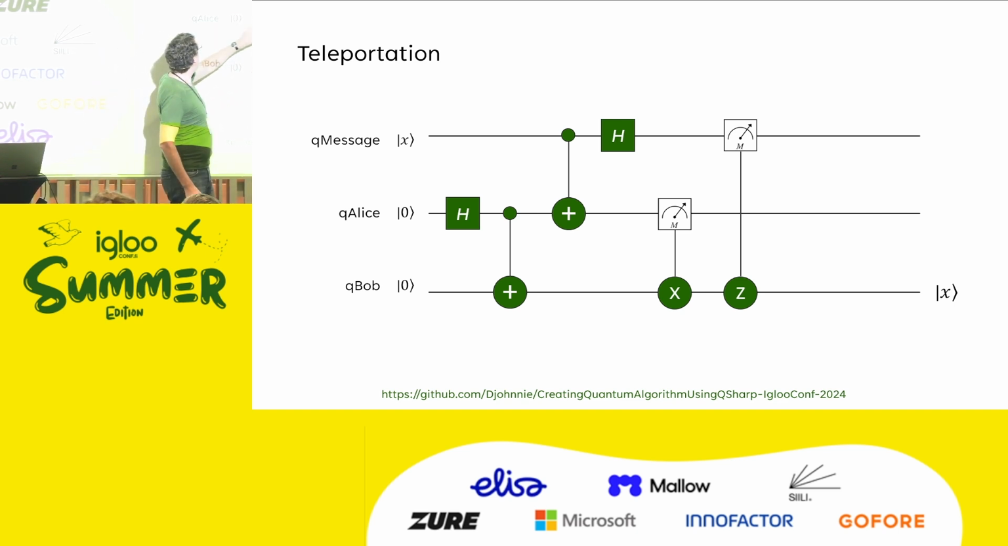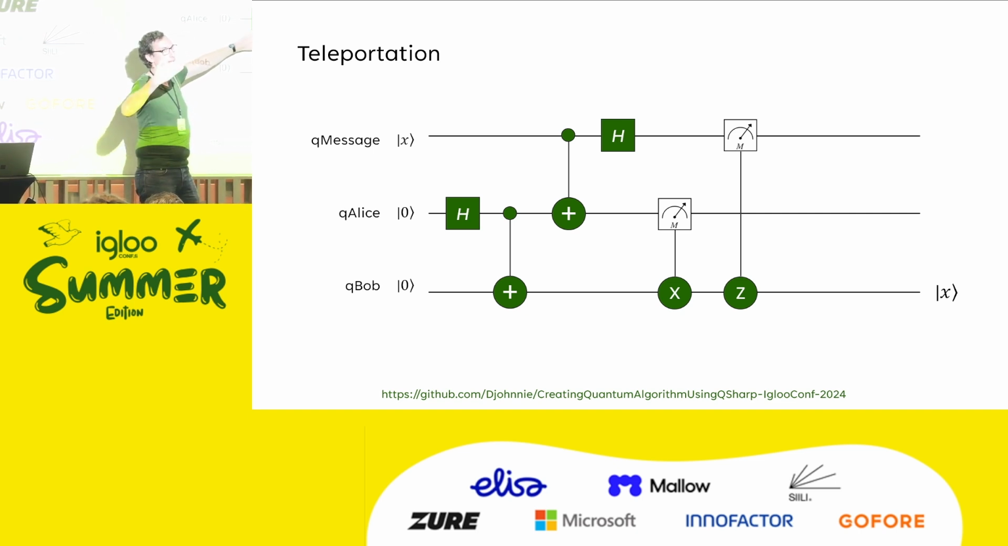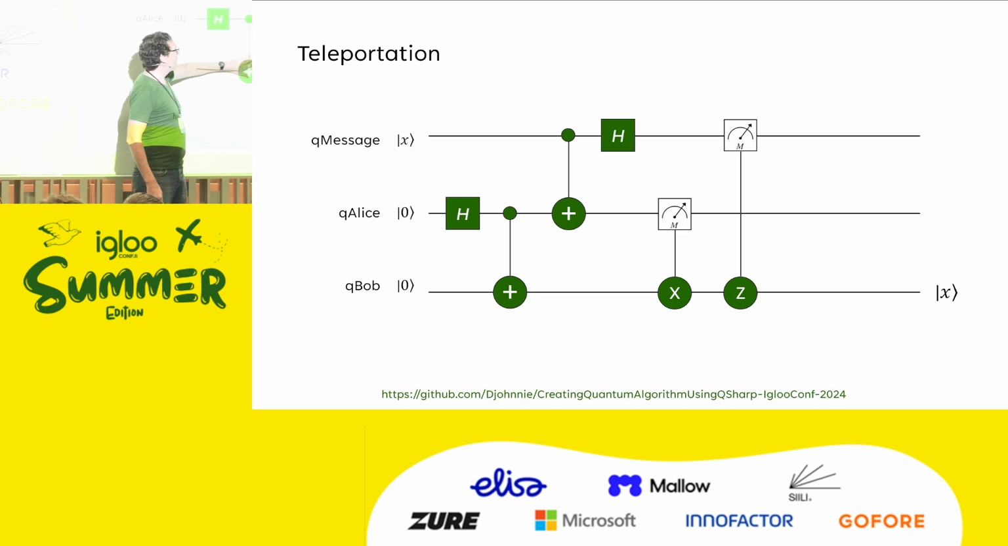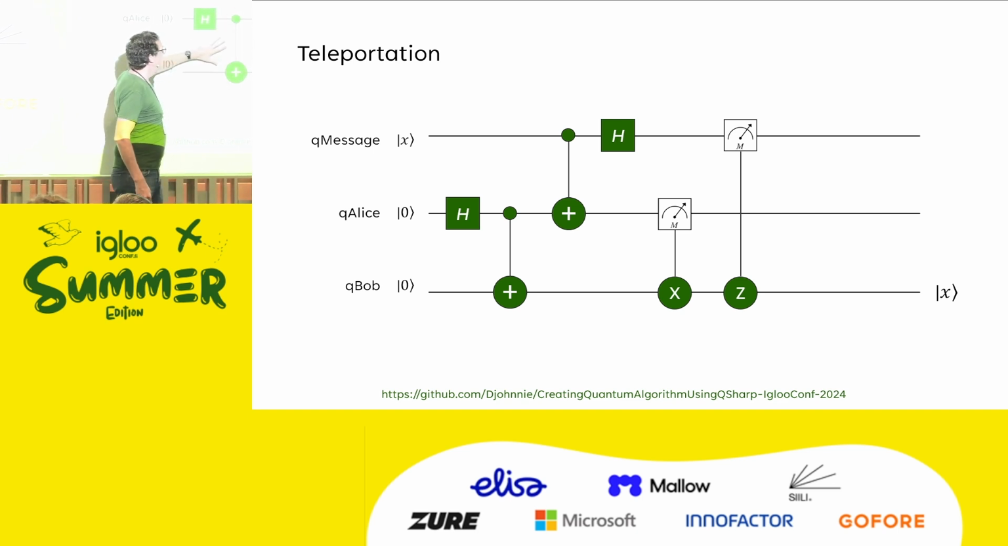Alice puts her qubit in superposition. The H or Hadamard gate puts a qubit into superposition. And then they will do a C-NOT operation to actually entangle those two qubits together. And now they are entangled.